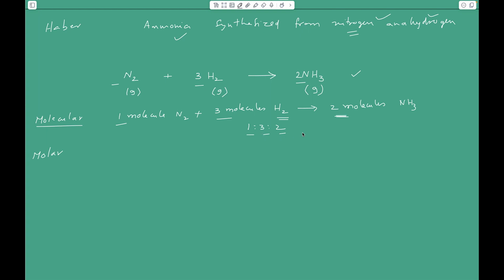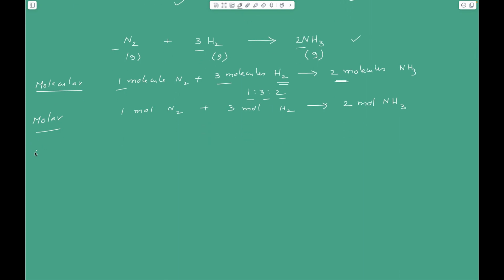These coefficients also represent the relative number of moles of the reactants and products. So we can simply say 1 mole of nitrogen reacts with 3 mole hydrogen to produce 2 mole ammonia.